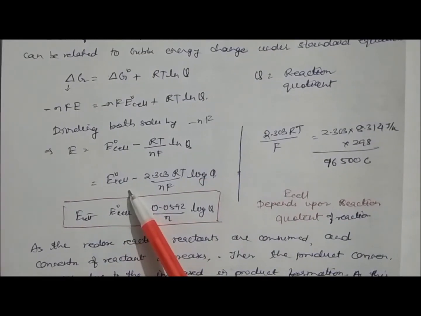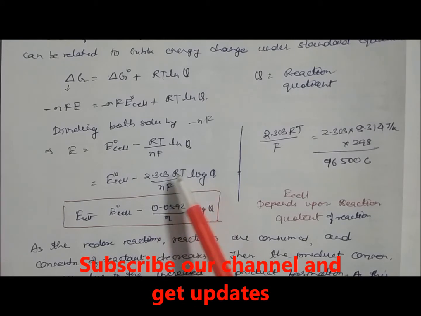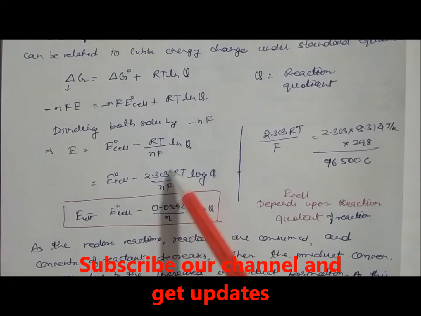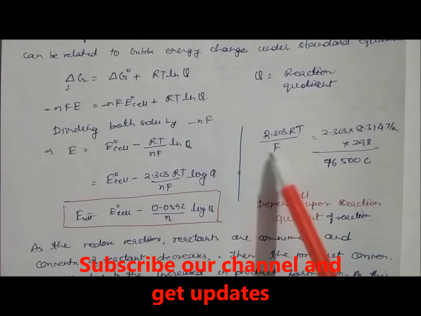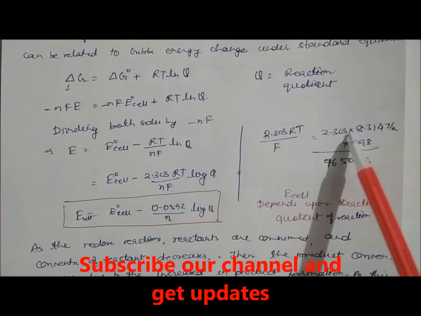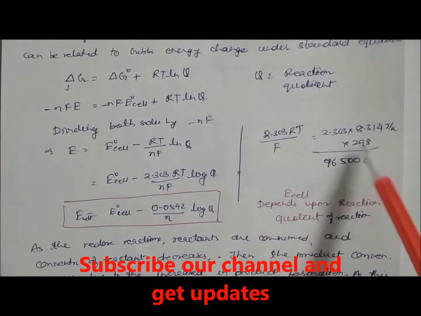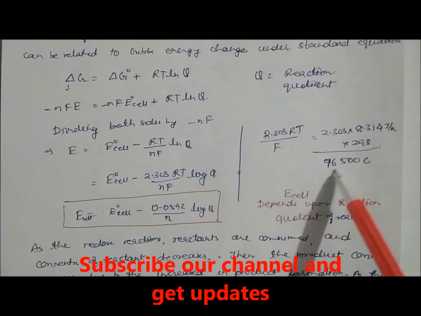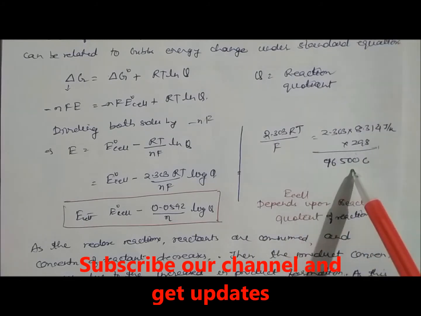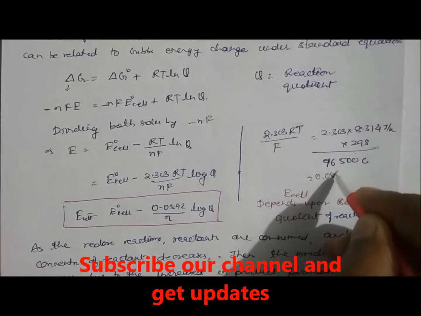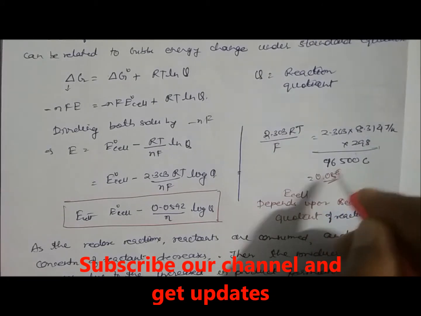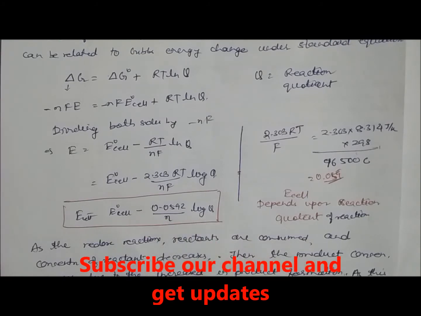So E of the cell will be equal to E naught minus 2.303 RT by nF, and this natural log will convert to log of Q. And if you calculate this whole value 2.303 R by n, I have written it on this side. So n will be as it is, but the whole value is 2.303 into 8.314 joule per Kelvin into 298 Kelvin, divided by 96500. So this value is equal to 0.059.